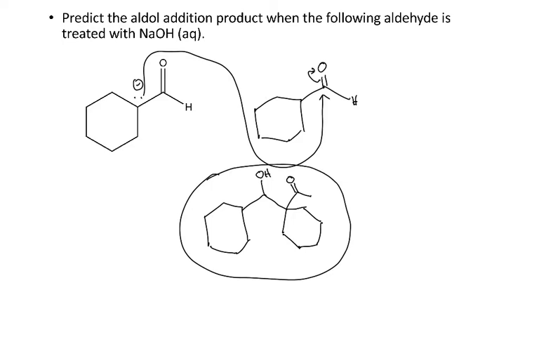Now, they didn't ask us, but we couldn't draw the condensation product, because in order to have the condensation, I need to have another alpha hydrogen, which I don't have. And so in this case, I can't form the aldol condensation. I can only form the aldol addition product.